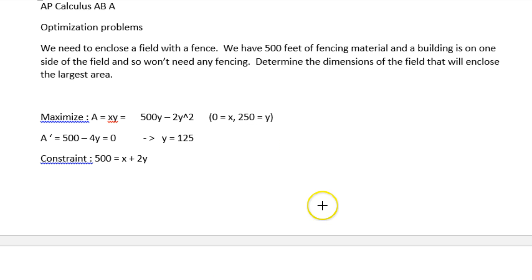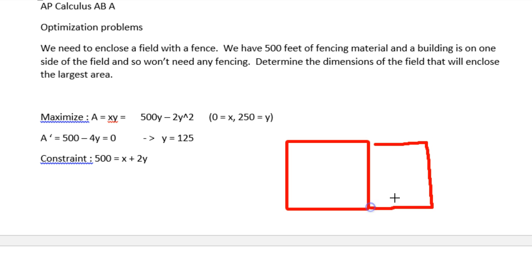If you think about our picture, we have our box, and if this is y, and this is y, and this is x, that kind of makes sense why it works that way. So this is 125, and this is 125 as well. Sorry about the extra large marker. And this leaves x to be 250.